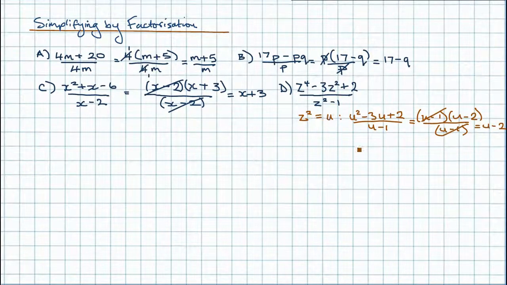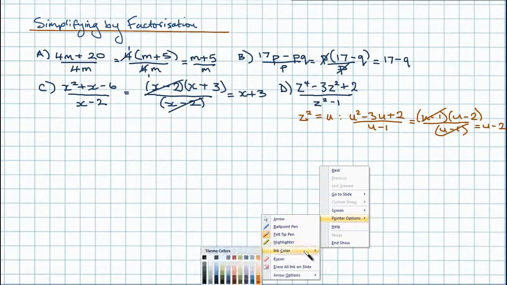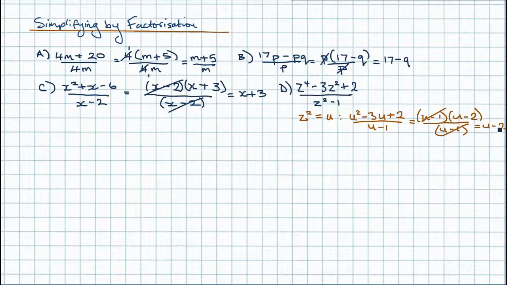What's that going to do with this? Well, we now substitute back, so if I change colour, instead of u minus 2, instead of u I've got z squared, so I rewrite this, instead of u I've got z squared, like that, minus 2. So, a really complicated looking top heavy fraction there, now simplified to z squared minus 2. Okay.